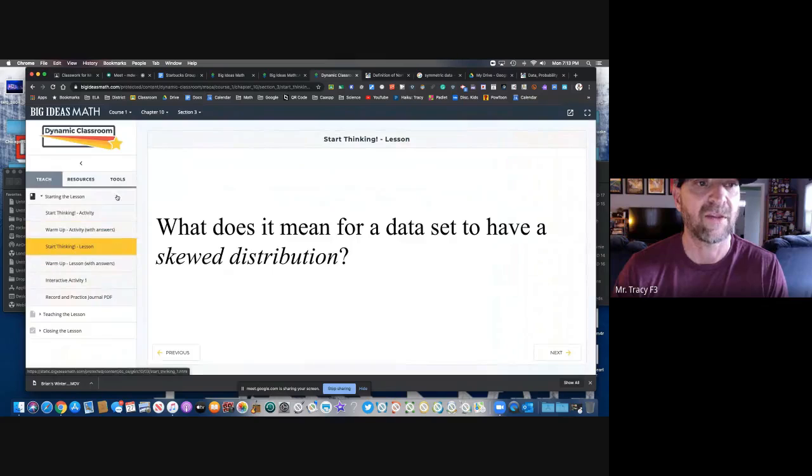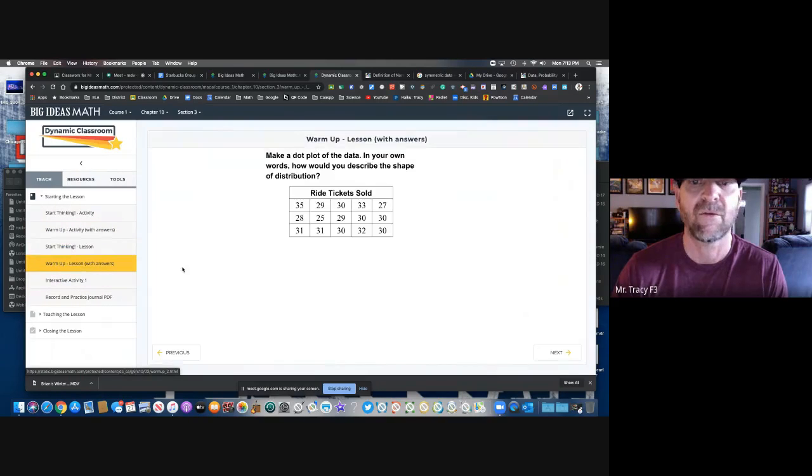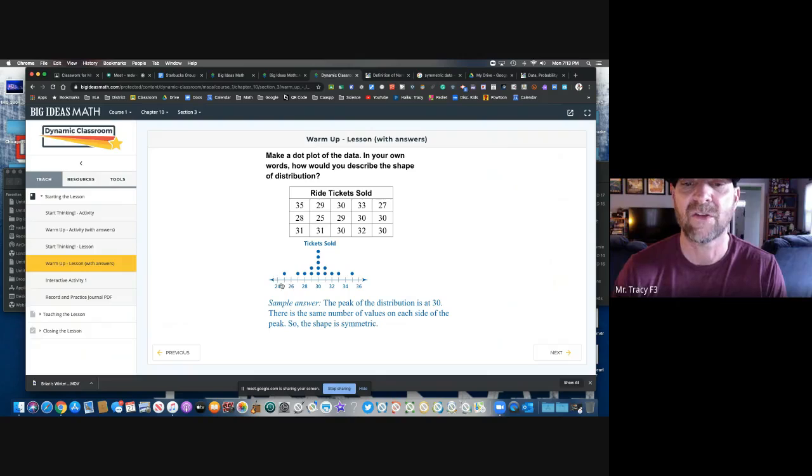So when we look at the next one right here, it says make a dot plot of the data, and they have all those numbers, and then they turn this into the dot plot. If I were to draw it up like this, it actually looks pretty even. And that word, when something is even on both sides, is symmetric. So this is symmetrical. The way they worded the answer is the peak of the distribution is at 30. There's your peak, the highest part. There's the same number of values on each side of the peak. So it is symmetric.